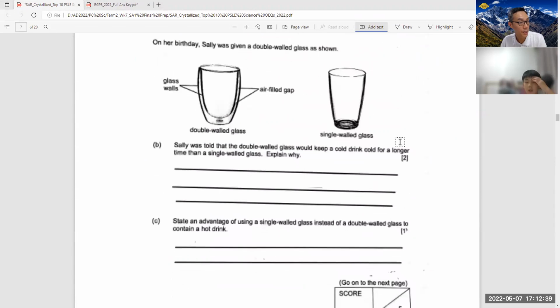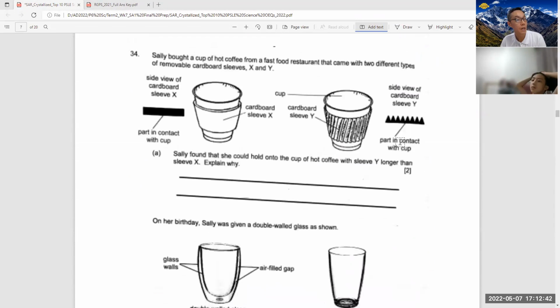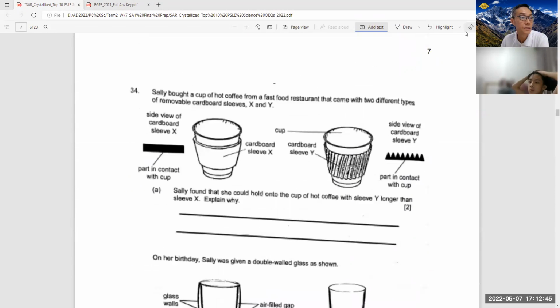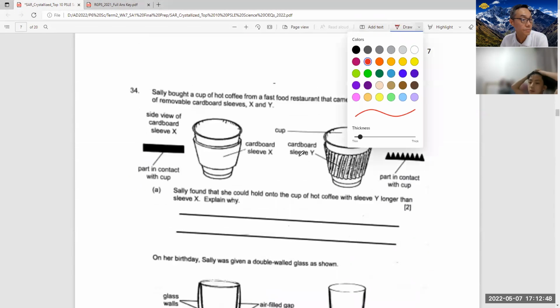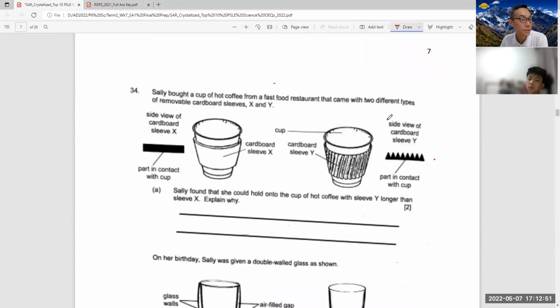This one is also about heat transfer. So I will do this question before I stop the recording. In this question, there's this part, the sleeve Y. If you buy hot drinks from certain restaurants like Starbucks, they give you this sort of sleeve Y. And sleeve X is cheaper because it costs more to make this corrugated up and down part. So there are removable sleeves. They found that she could hold onto the cup of hot coffee with sleeve Y longer than X. Explain.